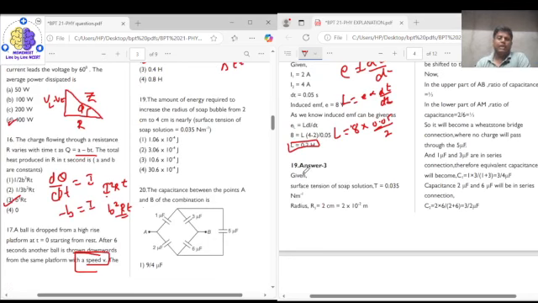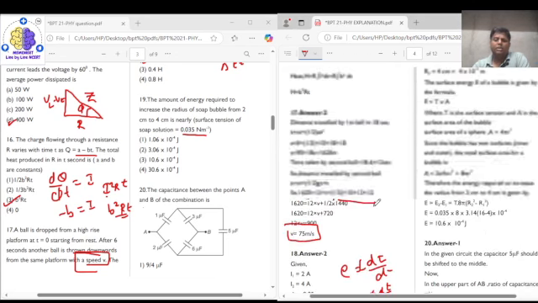Next, coming to question number 19. Question number 19 says that the amount of energy required to increase the radius of a soap bubble from 2 centimeters to 4 centimeters is nearly... Surface tension is given to you, right? So the surface tension of the soap is given to you, and the radius has been given to you.